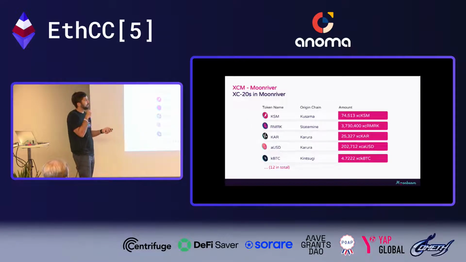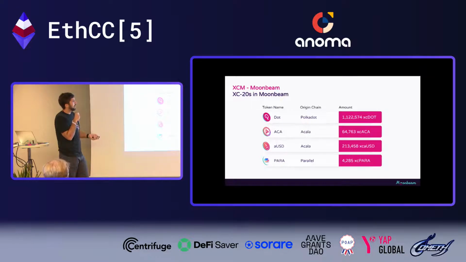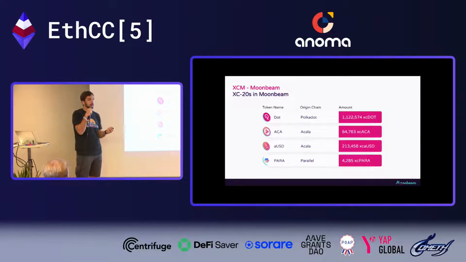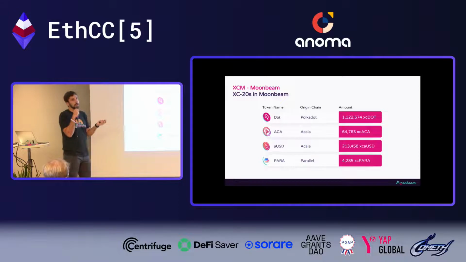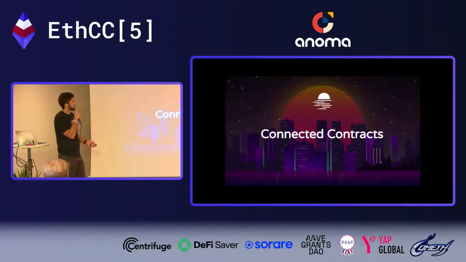And this is the current status of XC20s on Moonriver. You can see that we have roughly 74,000 KSMs, almost 3.8 million RMRK, which is a really cool NFT project. And we have more. In Polkadot, we have a little bit fewer assets because it's newer. But one really cool thing is that we surpassed 1 million DOTs as XC20s, I think last week or so. So it's pretty exciting to see how these tokens have moved throughout the ecosystem.